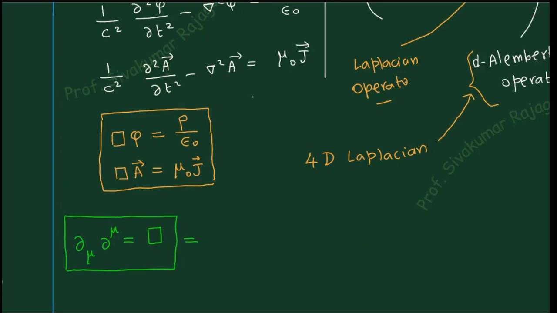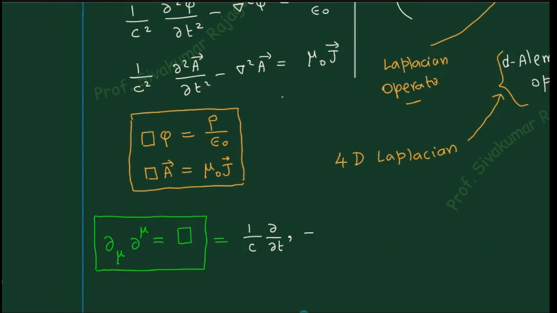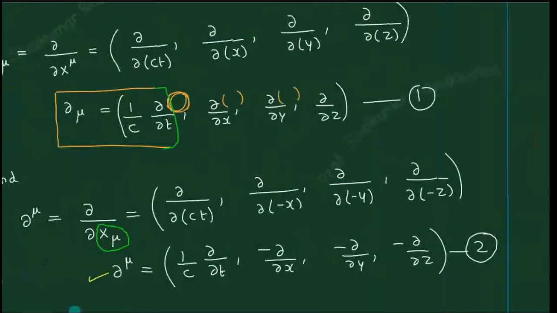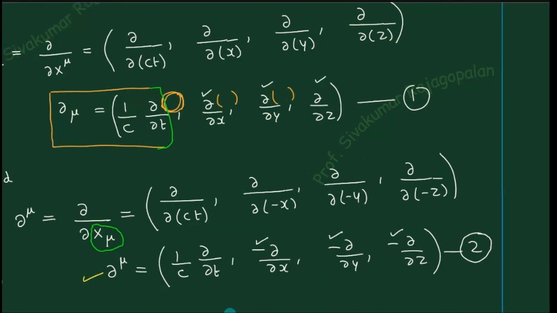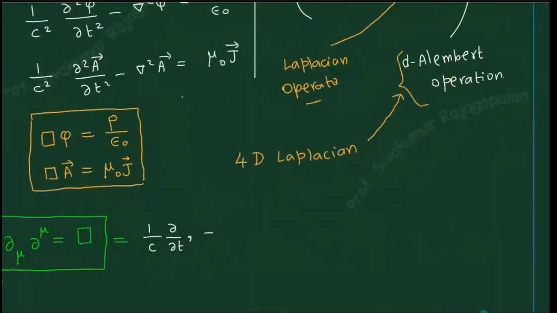I'll write that now. So first dou mu, what is the component for that? 1 by c dou by dou t. Okay, that is the component. Then after that comma, then you have a minus. Minus of what? The other x, the space components. Whatever be the case that you have here. So after that you have a minus here, you have a minus here, you have a minus here, and the corresponding plus values are there here. So one set of plus values and one set of minus values are there, but all of them are space derivatives. So let me put space derivatives now.